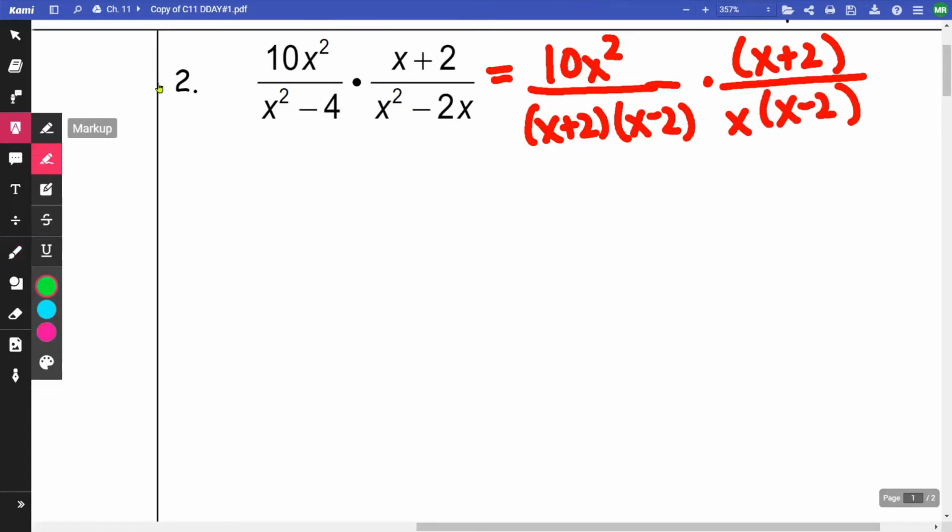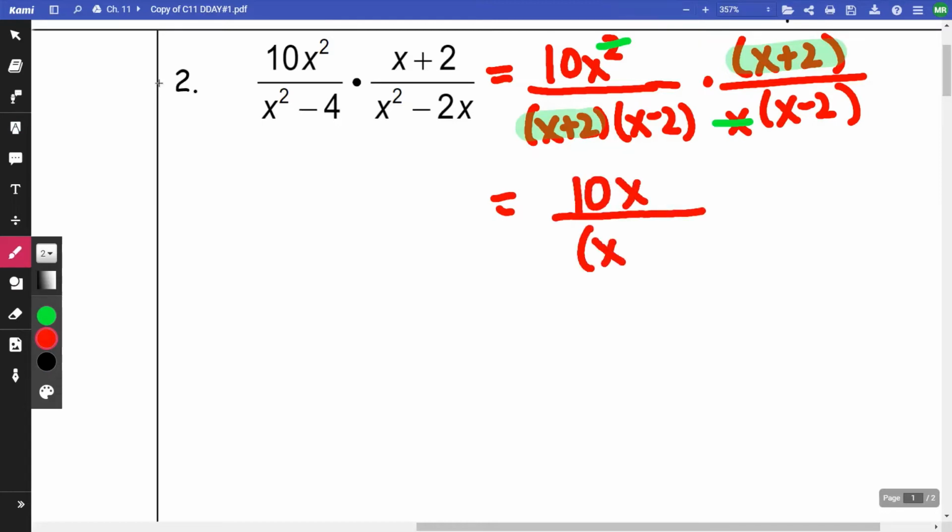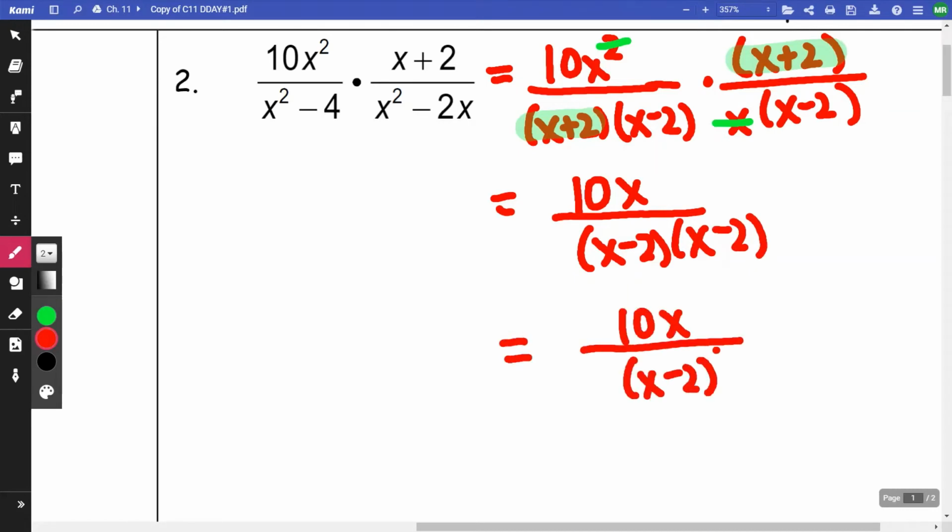Now I want to see if I can simplify. So I have an x plus 2, x plus 2. Those are going to cancel out. I actually also have an x here that can cancel with one of these x's here. So I still have one x on top. And so my answer is going to be 10x over, and I'm going to have an x minus 2 times x minus 2, or I can write it as an x minus 2 quantity squared. And that's going to be my answer.